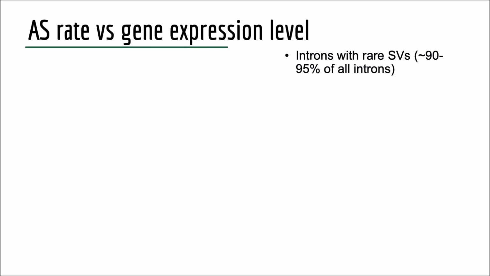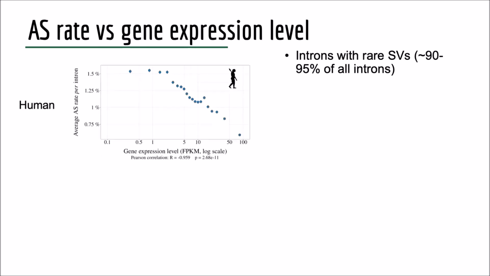And so we check that, and this is, for instance, what we observe in humans. So what we did is that we binned introns according to the expression level of their gene. And for each bin, we compute the average rate of alternative splicing. And here in human, you can see that, yes, there is a negative correlation between the rate of alternative splicing per intron and the level of gene expression.